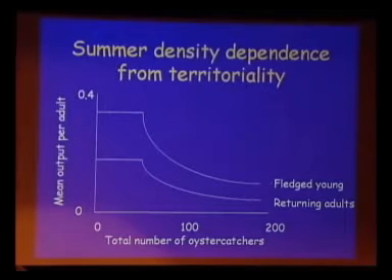We know that about half of them return as adults. We know what the adult survival rate is, so we can work out what the equilibrium population size will be. And we can then work out what would happen if we change that.